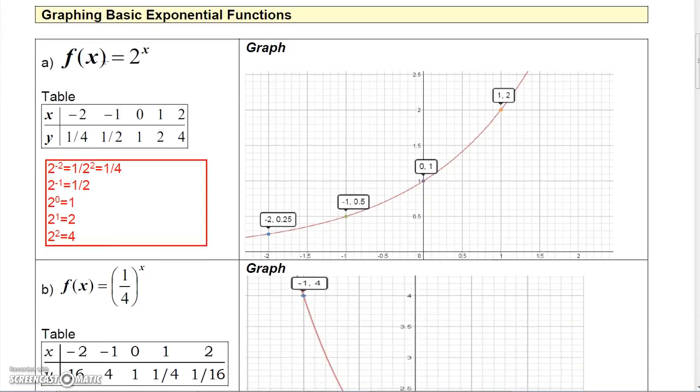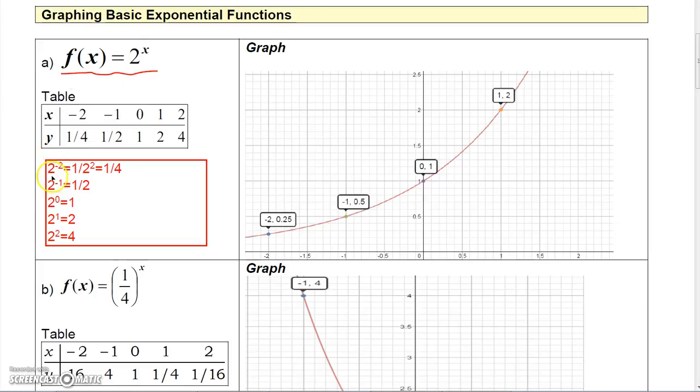Now, to graph some basic exponential functions, I want to look at a couple of basic functions, and there are infinitely many of these we could look at, but let's just look at a couple. First I want to look at where the base is a number greater than 1, like for instance here the base is 2. So let's look at how we could graph 2 to the x. I'm just going to do a simple table here for x values -2, -1, 0, 1, and 2. And then I'm going to plug those values in to get the y value.